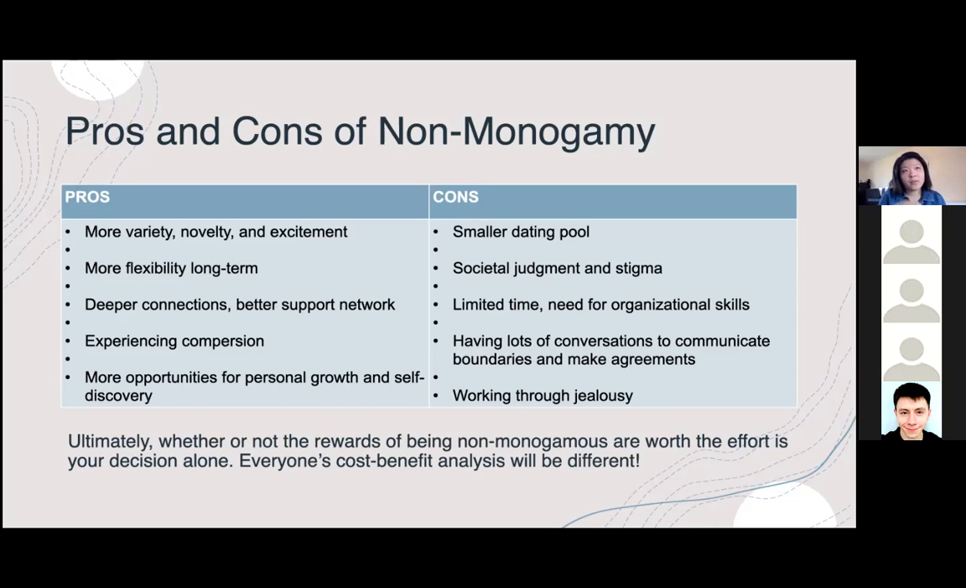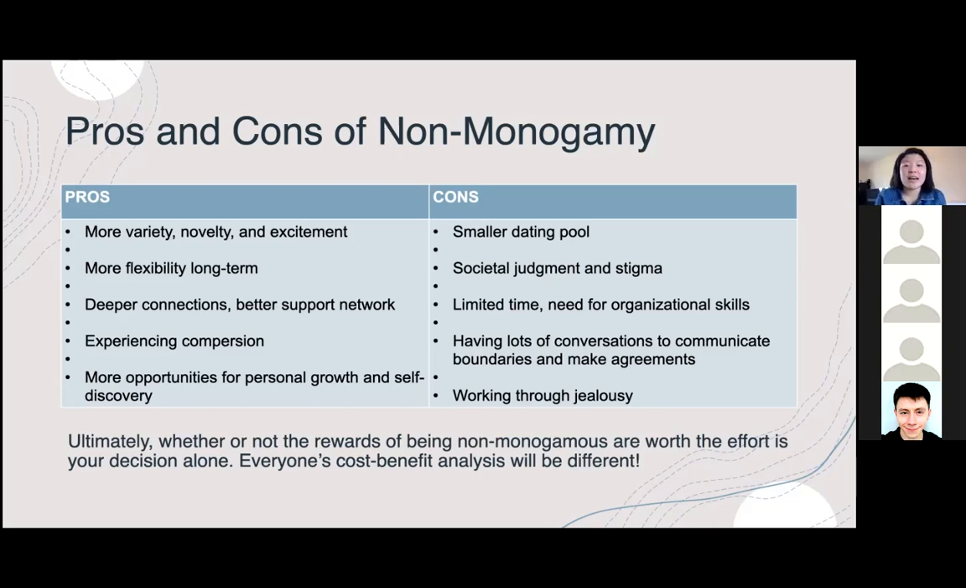So my experience being openly non-monogamous was very similar to me coming out as bisexual. In some ways, it was worse because people understood bisexuality more than they understood non-monogamy. So there is that to contend with, and I think some people might not be able to handle the stigma.